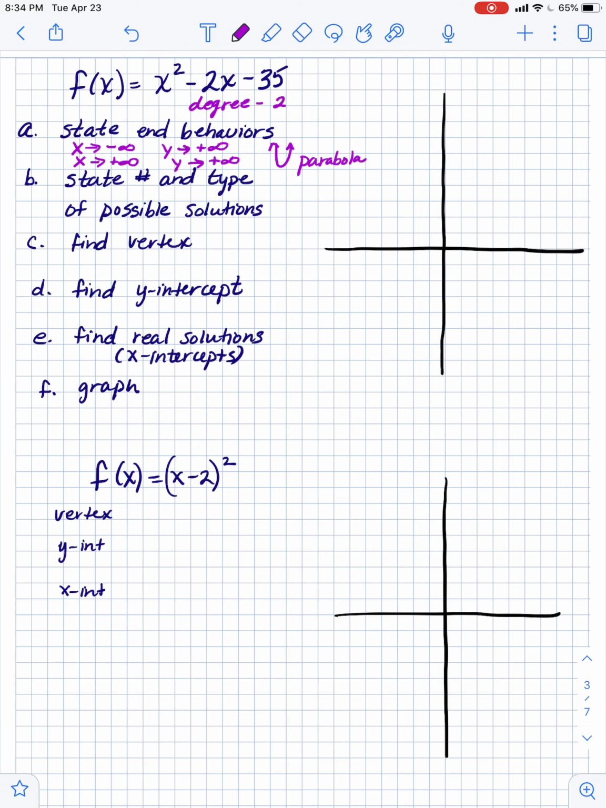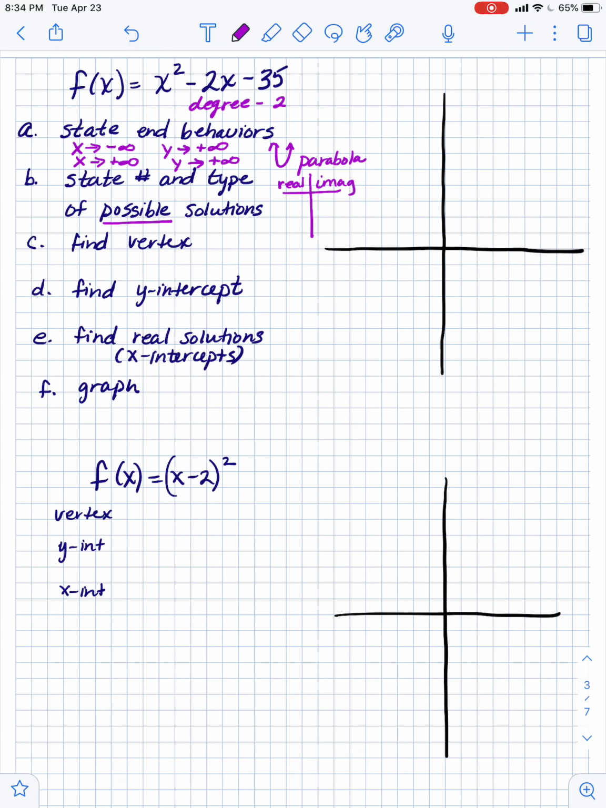Okay, so my next question is to state the number and the type of possible solutions, not what solutions it has, but what kind of solutions we might get. Now, what I like to do, what I showed you on an earlier video, is to set up a little table. And we always put real and imaginary.